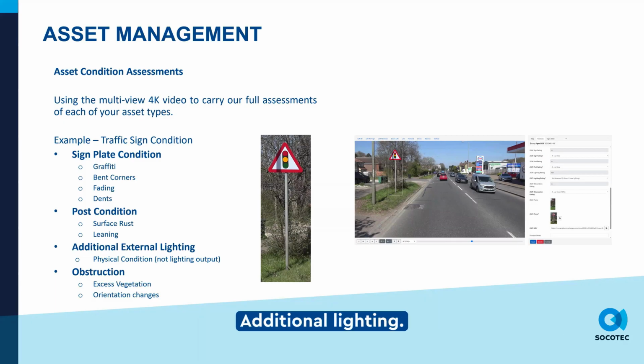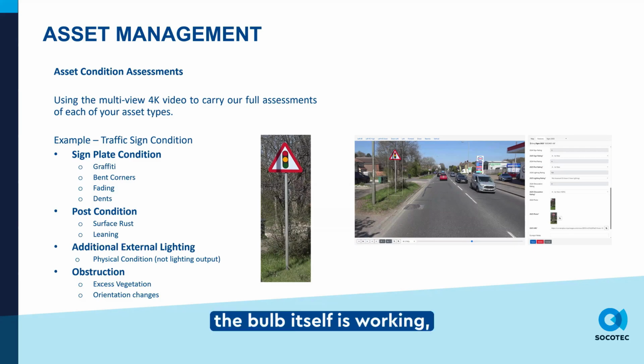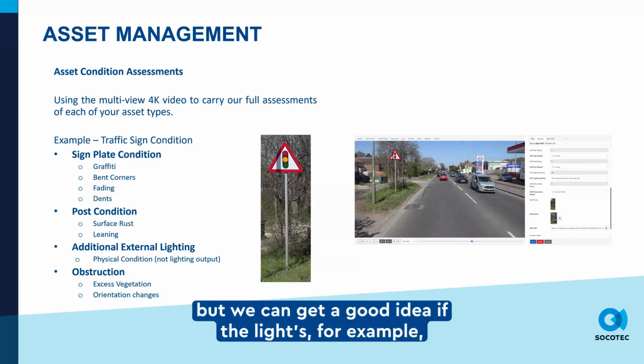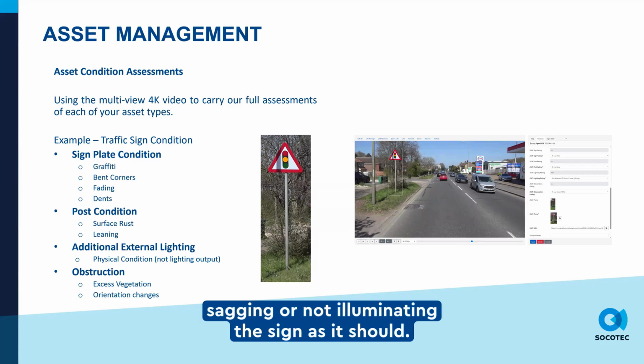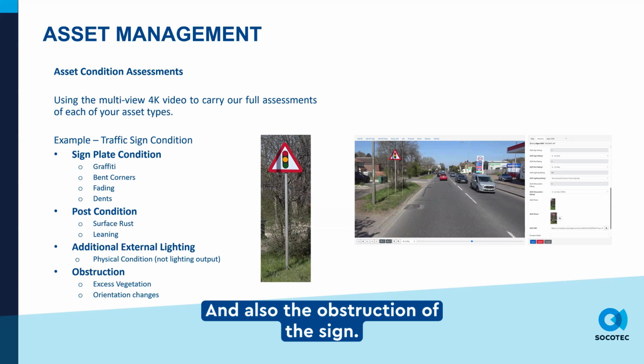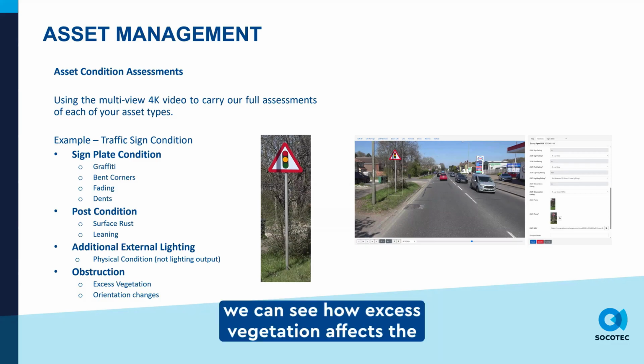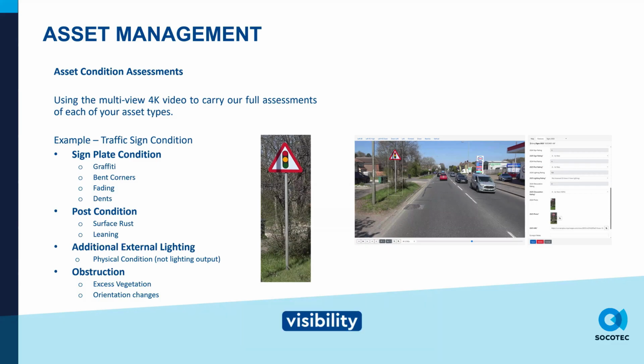Additional lighting, this is if there's any additional lighting that's illuminating that sign. Now, we typically can't assess whether the light itself, the bulb itself, is working, but we can get a good idea if the light's, for example, sagging or not illuminating the sign as it should. And also the obstruction of the sign. So completing a survey at set times of the year, we can see how excess vegetation affects the visibility of the sign to the road user.